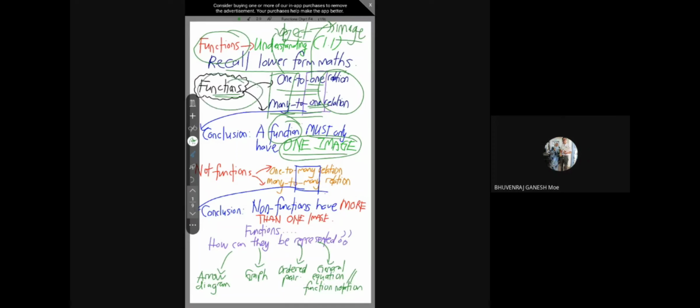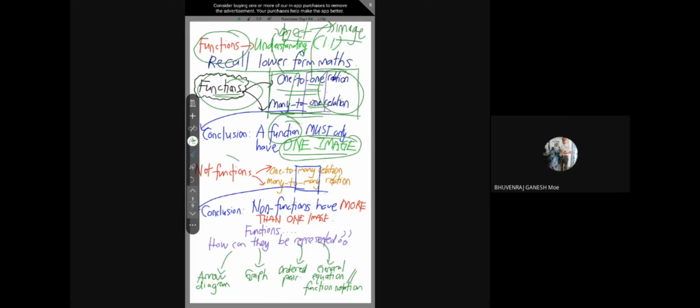You can see many functions throughout your maths syllabus also, like linear, quadratic, cubic, reciprocal, and there are many more. That's why we call them functions. Also, we will learn two more functions after this, which are composite functions and inverse functions. For them to be called functions, they have to obey this rule, these two conditions: the one-to-one relation and also the many-to-one relation.